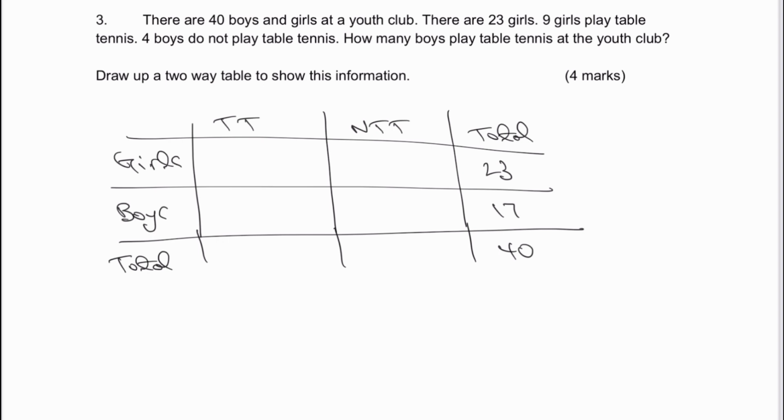And then it says 9 girls play table tennis. Well, that's fine, I can put that in, but it also means out of the 23 girls that 14 of them don't play table tennis. And then it says 4 boys do not play table tennis, so that's fine, but there are 17 boys, so therefore it means that 13 must play table tennis.